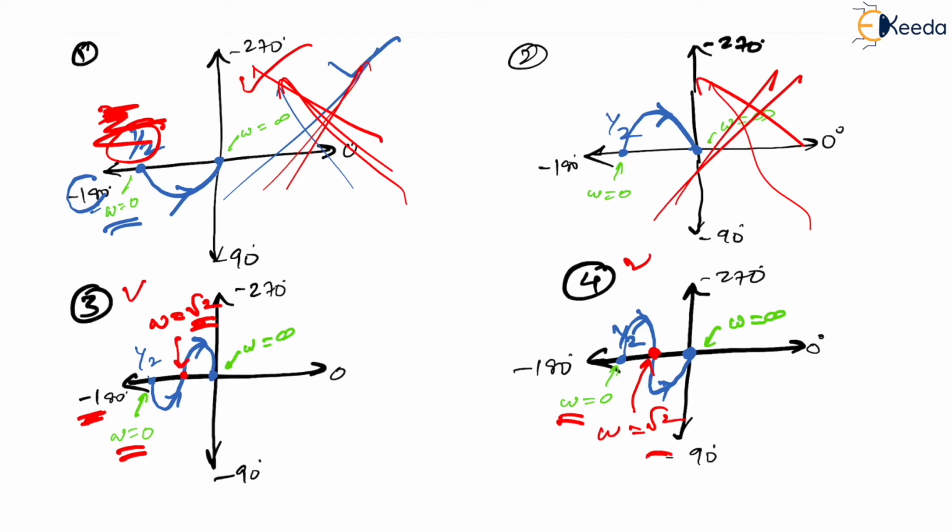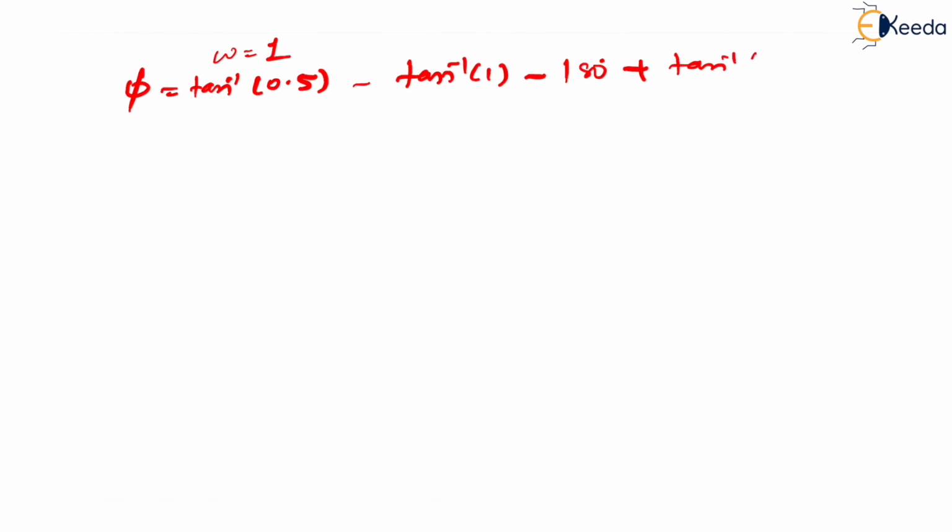So the best frequency we can take is 1, because 1 is greater than 0 and it is less than root 2. So let us do that. If I put omega equal to 1 in our angle equation, we get phi, which is equal to tan inverse of 0.5 minus tan inverse of 1 minus 180 degrees plus tan inverse of 0.25.